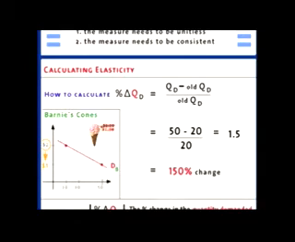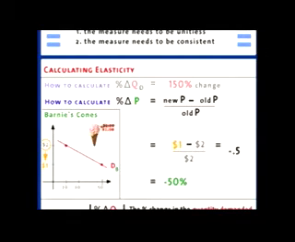To calculate percentage change in price, take the original price of $2 per cone and subtract that from the new price of $1 per cone. $1 minus $2 is negative $1. Divide that again by the original price of $2 per cone, and you'll get a percentage change of negative 1 over 2, or negative 1/2, or negative 50%.